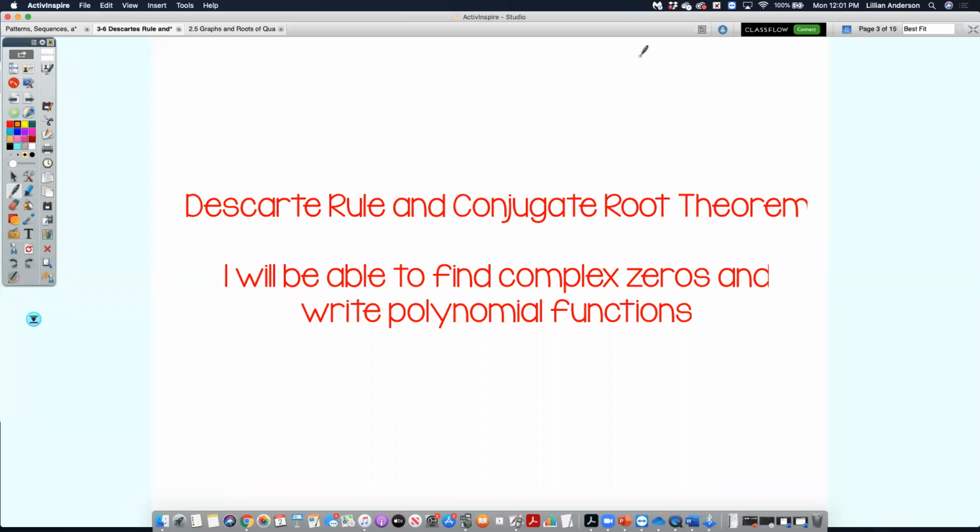So Descartes' rule and conjugate root theorem. This is where you'll be able to find complex zeros and also write polynomial functions, okay? Up to this point, you have been given polynomial functions, you found zeros, you graphed these polynomial functions. Now we're gonna go the other way. Now you're gonna be given the zeros, and you're gonna have to write equations, okay? So we're going backwards now.